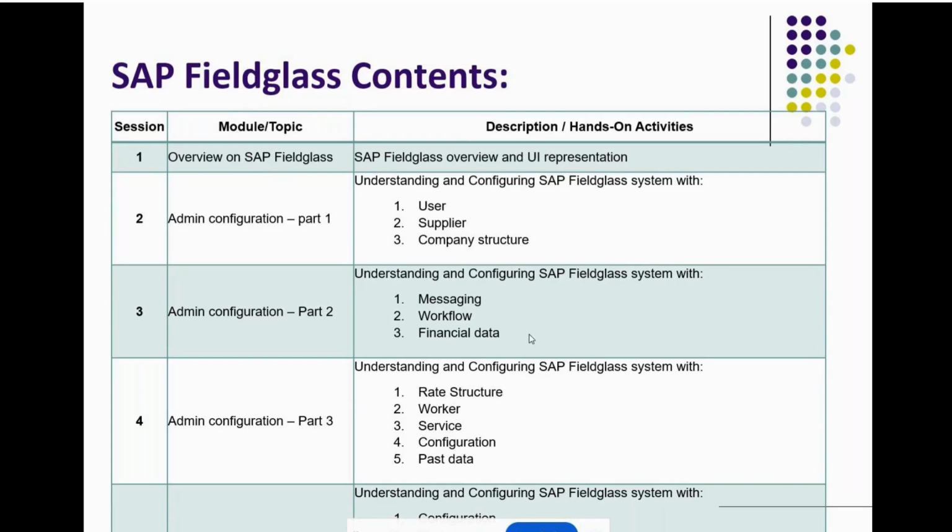Then comes your financial data: what the worker will be paid, how it will be paid, how it will be invoiced. That comes under financial data. What amount is paid, and what the tax systems are, all come under financial data.